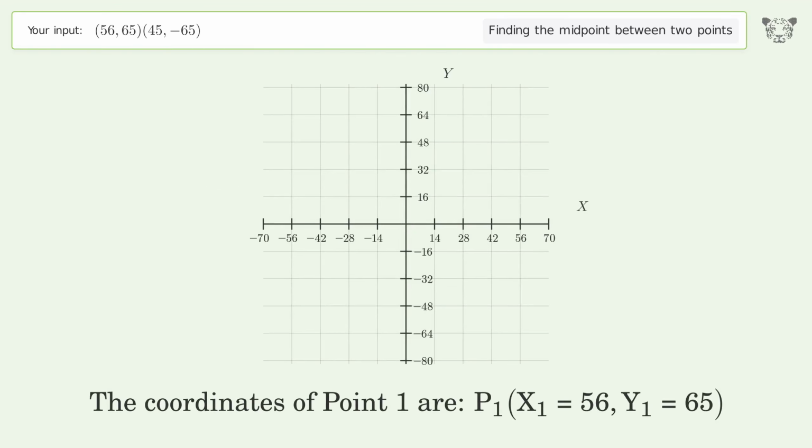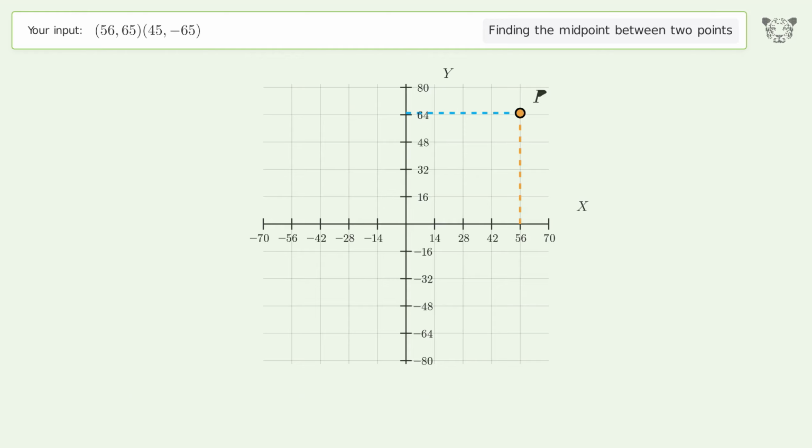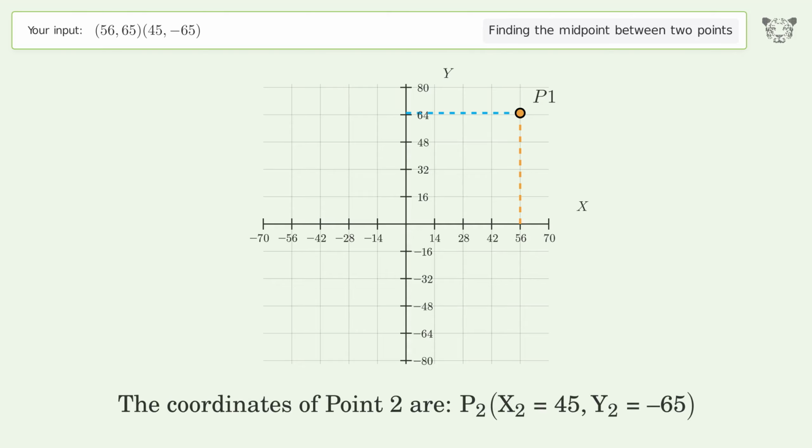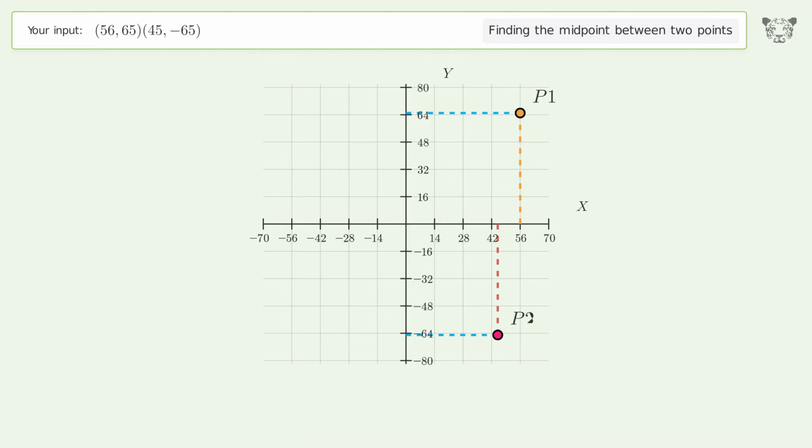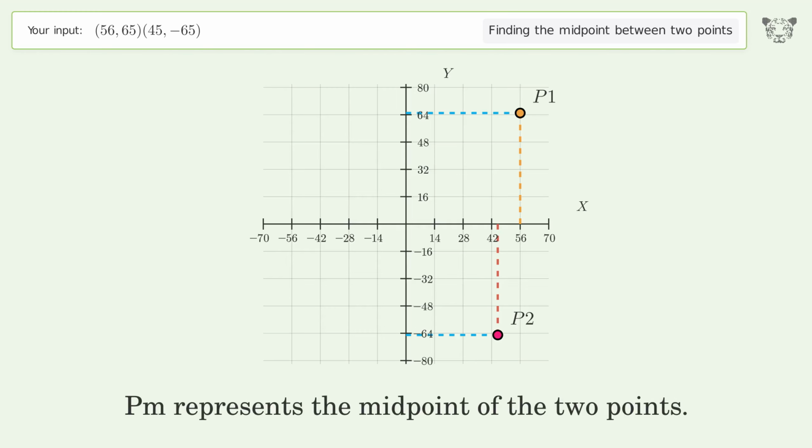The coordinates of point 1 are x1 equals 56, y1 equals 65. The coordinates of point 2 are x2 equals 45, y2 equals negative 65. PM represents the midpoint of the 2 points.